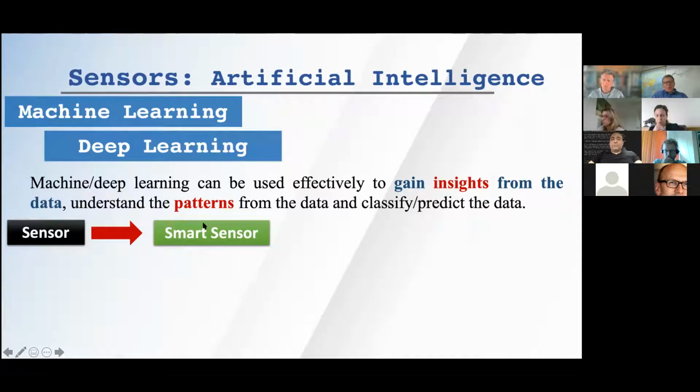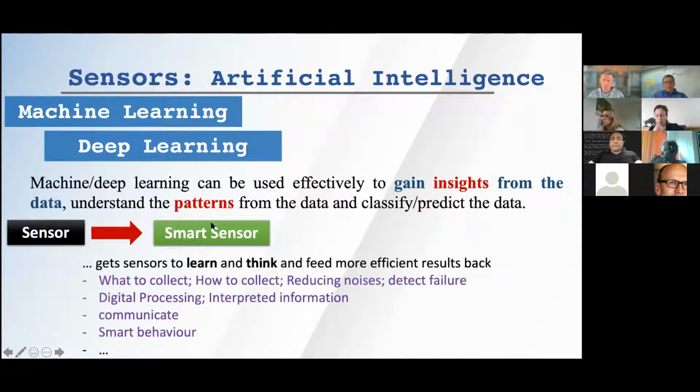It's actually an important trend, because these smart sensors have the capacity to learn and think, and also to make the results that the sensor generates more efficient. So it's not a simple device that just collects some data. It has the capacity to learn, for example, the best way to collect the data, how to reduce the noises, or what exactly should be collected to make everything as efficient as possible, or to detect the failures if there are any in the data.